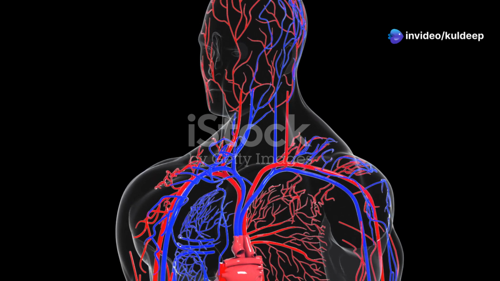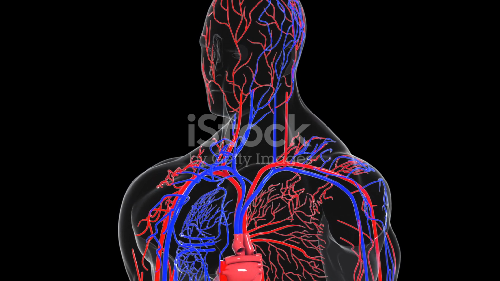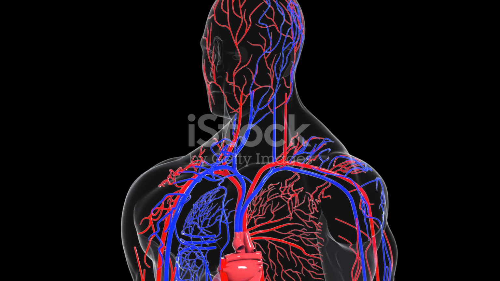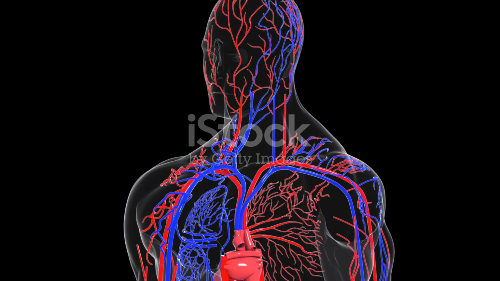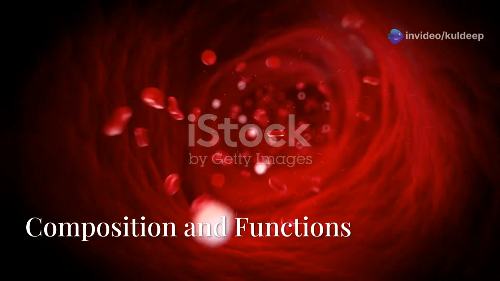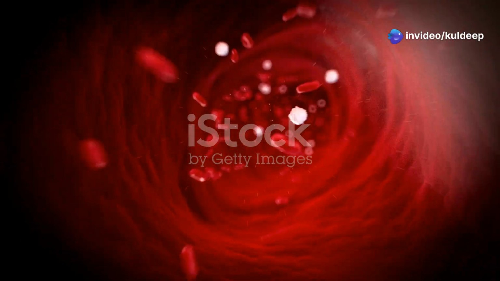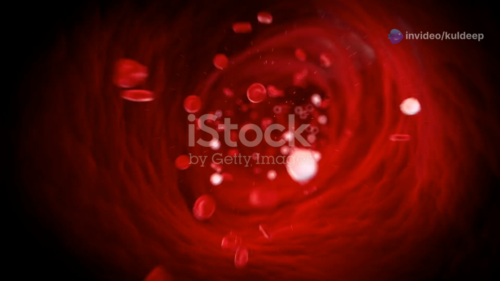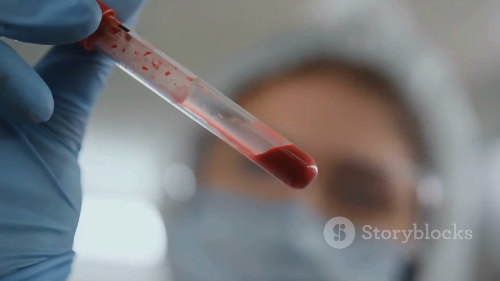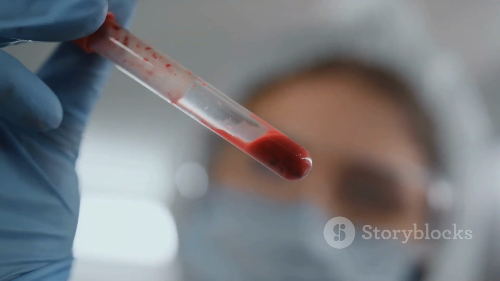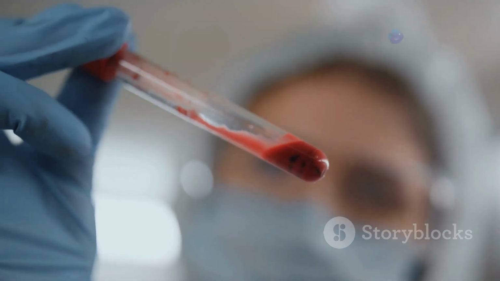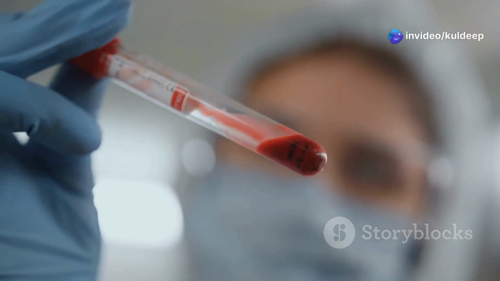The human circulatory system includes the heart and blood vessels. These work together to transport essential materials and protect the body from diseases. Let's dive into blood, the fluid connective tissue that keeps us all running, literally. Blood is essential for transporting nutrients, oxygen, and waste products throughout the body. Without it, our organs and tissues wouldn't function properly.